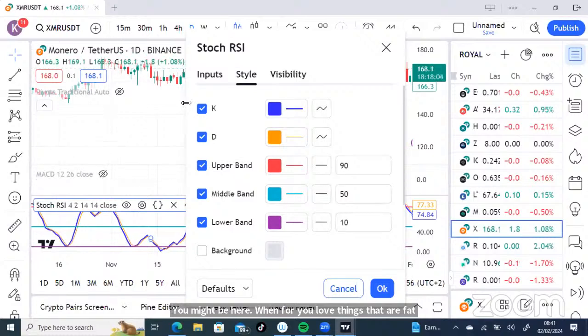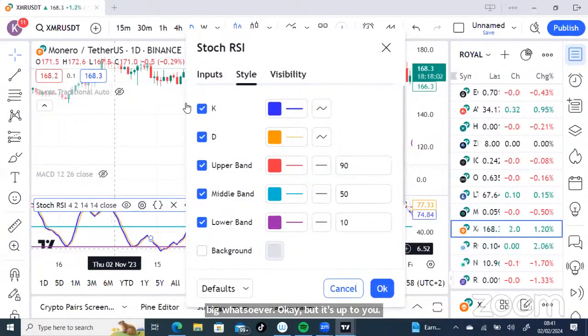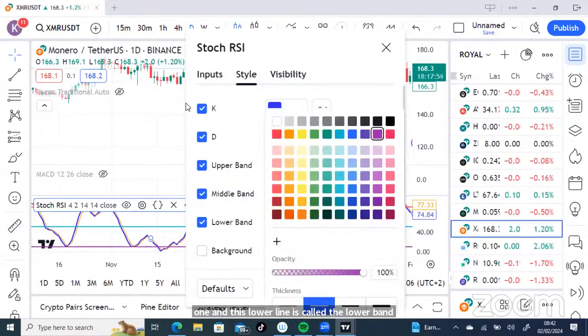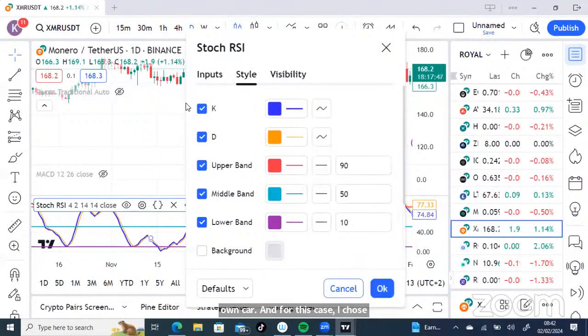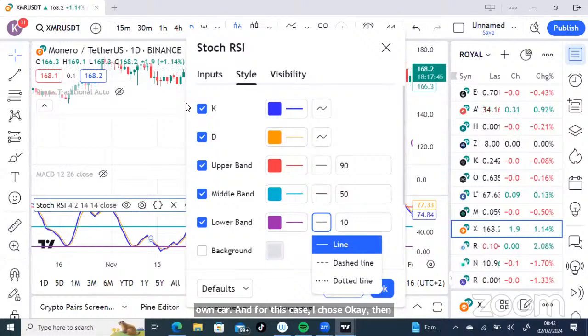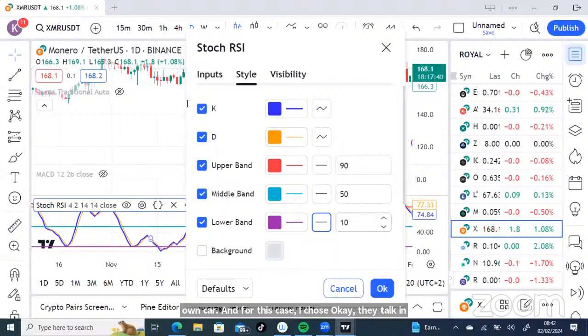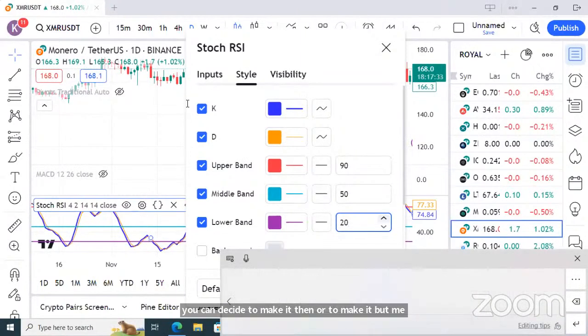Then you see that our indicator has a lower line. This lower line is called the lower band. It's here. And when you tap on it, you can choose your own color. For this case, I chose purple. Then tap on the line. Some people leave it as a dash, but me, I love a line. Here you can decide to make it 10 or something else, but me, I love it when it sits at a 20 mark, a little bit high.